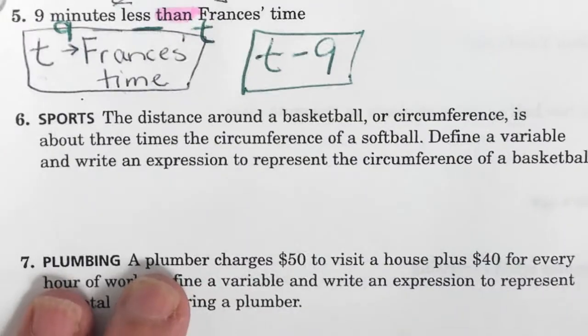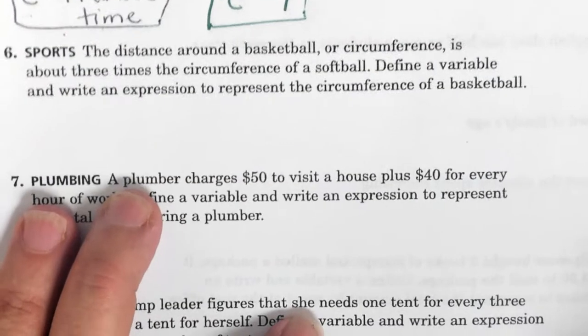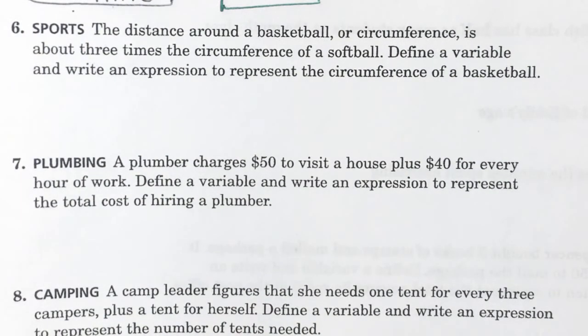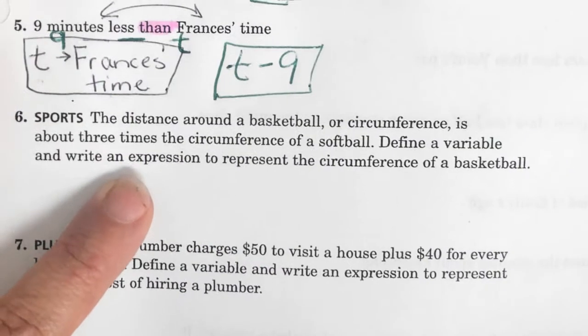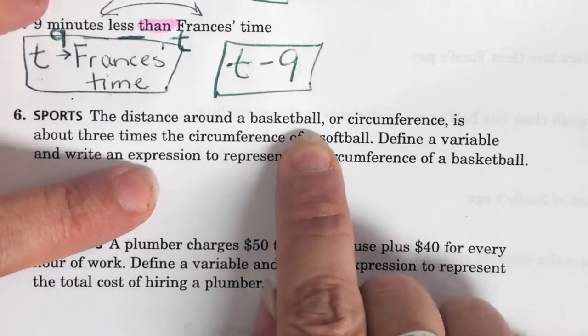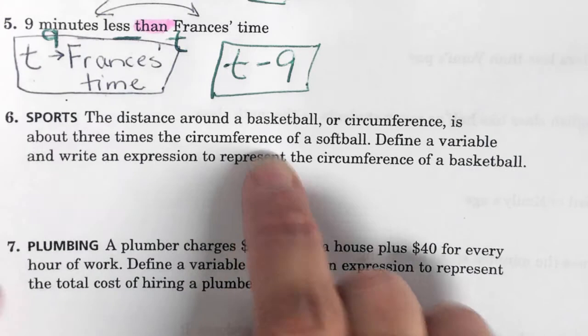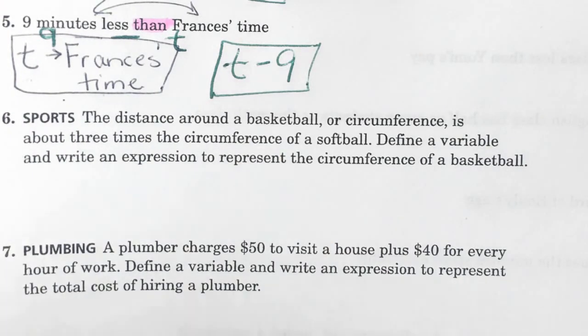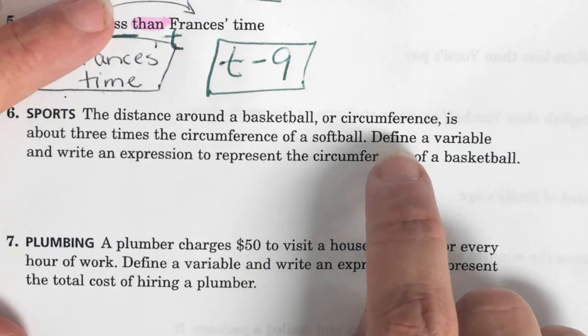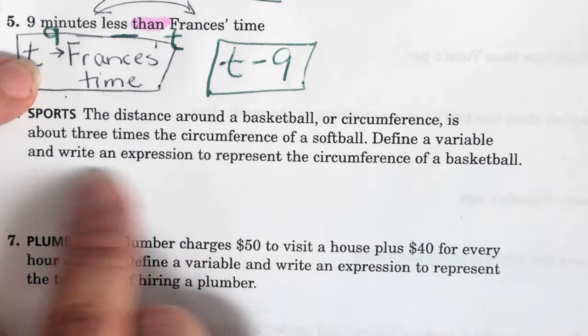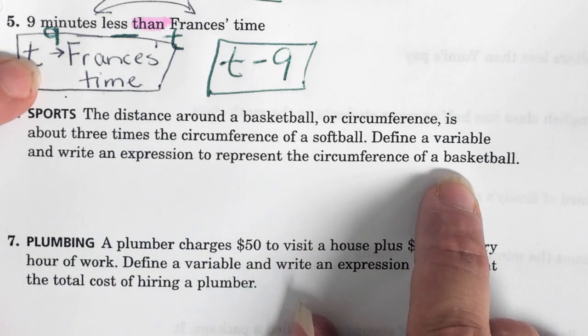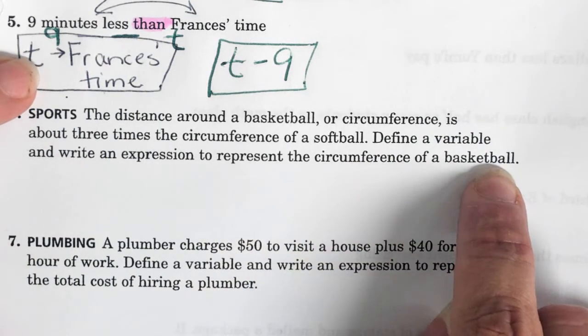Okay. Now, the next one. Listen, just kind of breathe for a second. I want to show you that word problems have fluff sometimes. Meaning that sometimes they have more words than you need. So, it does say the distance around a basketball, or circumference, is about 3 times the circumference of a softball. So it would take 3 softballs to make a basketball, okay? Slow down. Then it tells us to define a variable, which is what we've been doing, and write an expression to represent the circumference of the basketball. Guys, all this is the directions of what we've been doing this whole time.